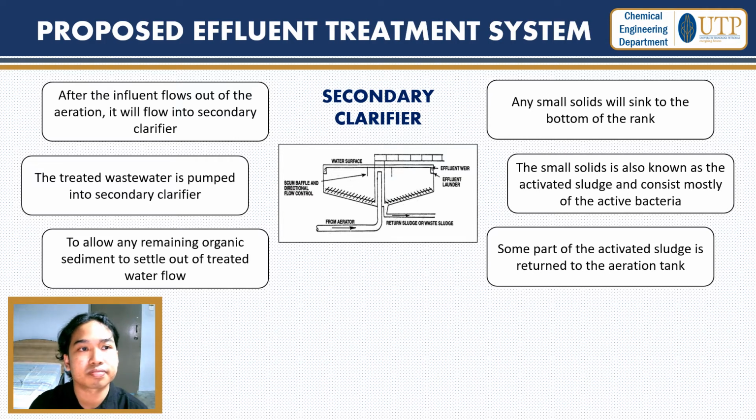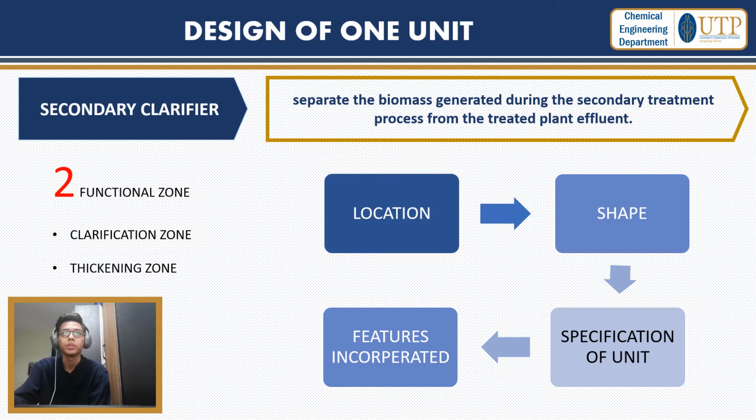Thank you. Hi, I'm Shafiq. I'm presenting on the secondary clarifier, which is the proposed design unit. So the secondary clarifier acts to separate the biomass generated during the secondary treatment process from the treated plant effluent. Generally, a clarifier consists of two functional zones, which are the clarification zone and the thickening zone.